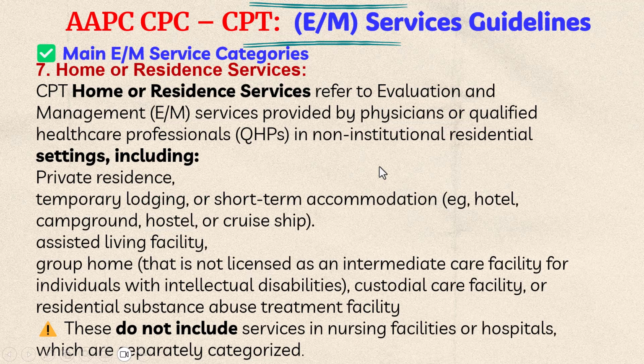So let's continue with the home or resident services. CPT home and resident services refers to the evaluation and management services provided by physicians or qualified healthcare professionals in non-institutional residential settings that include private residence, temporary lodging or short-term accommodation, for example, hotel, campground, hostel or cruise ship, assisted living facility, group home that is not licensed as an intermediate care facility for individuals with intellectual disabilities, custodial care facility or residential substance abuse treatment facility. These do not include services in nursing facilities or hospitals, which are separately categorized.